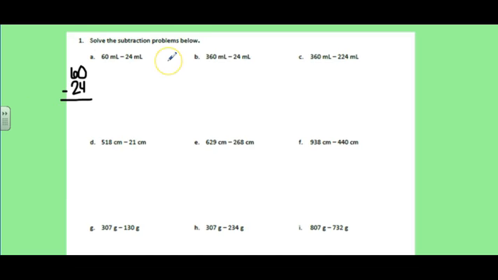Okay, so we are solving the subtraction problem. What we're going to do is get our problem written vertically, up and down. Always remember that the largest number always goes on top because we cannot take a large number away from a smaller number. So always largest number on top when you're subtracting.